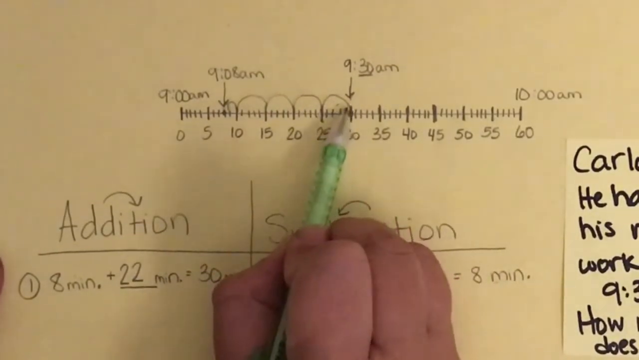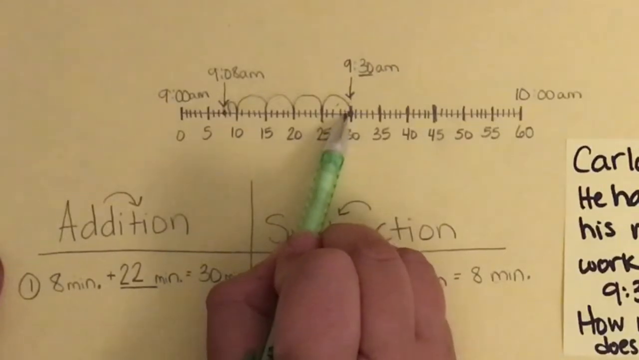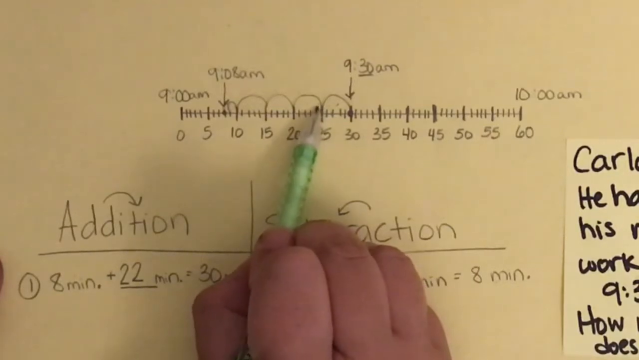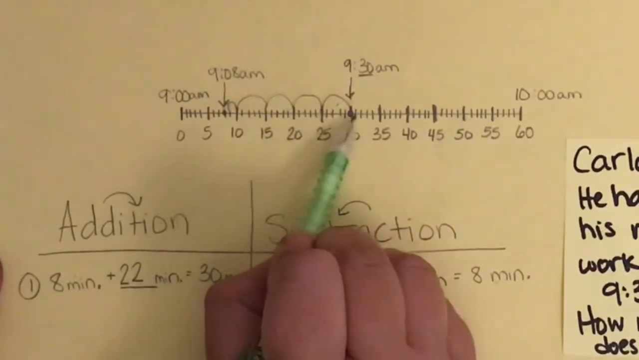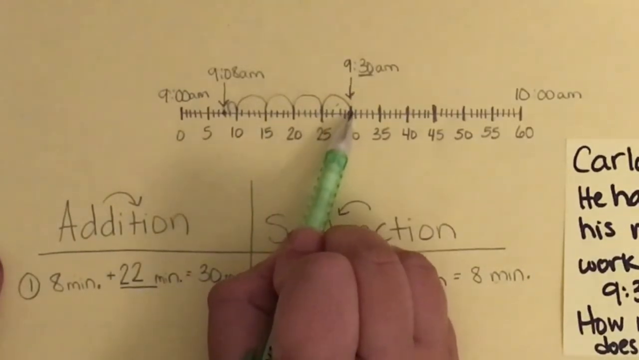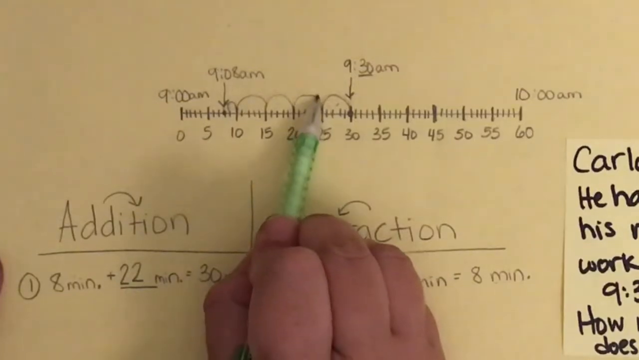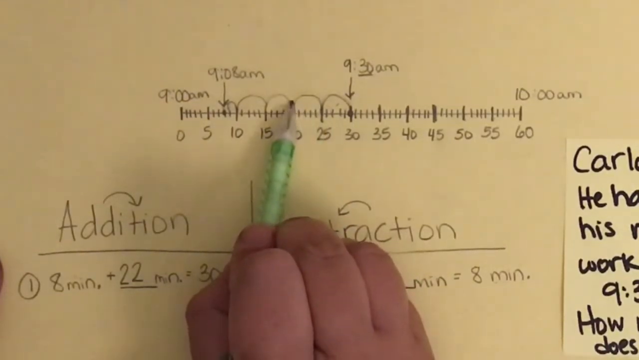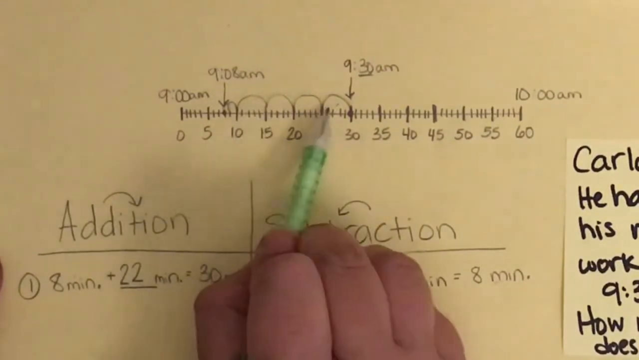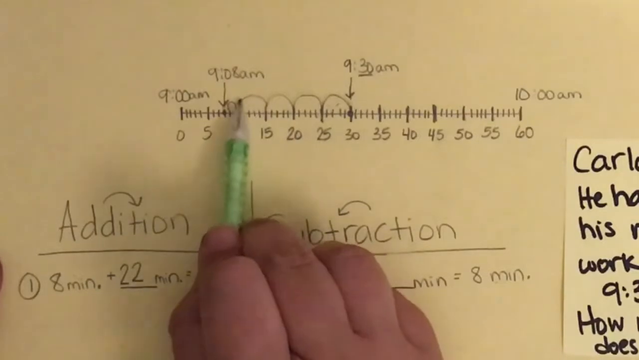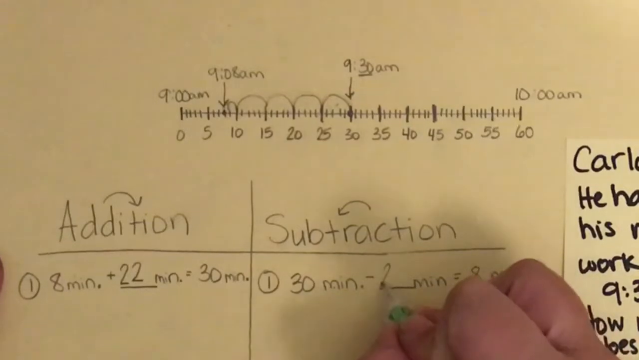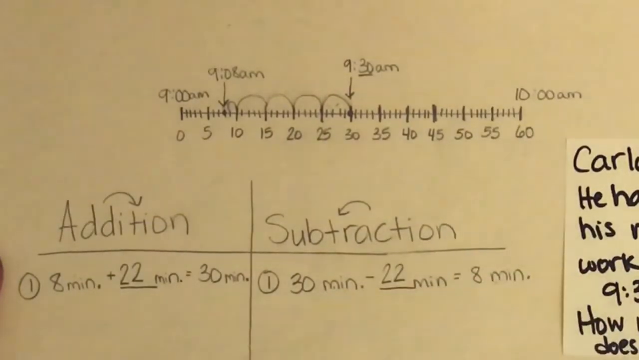So you could count by ones and go backwards and go 9:30, 9:29, 28, 27, 26, 25, 24, 23, 22, 21. You could count backwards like that. If you're good at counting backwards by fives, you could go 9:30, 9:25, 9:20, 9:15, 9:10. So we've gone back 5, 10, 15, 20, 21, 22. Again, our answer is still 22 minutes.